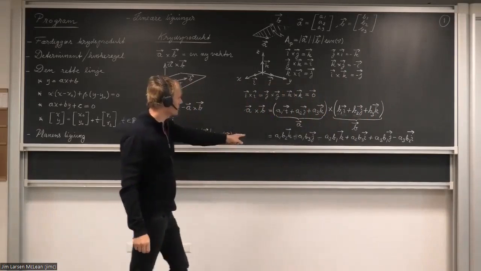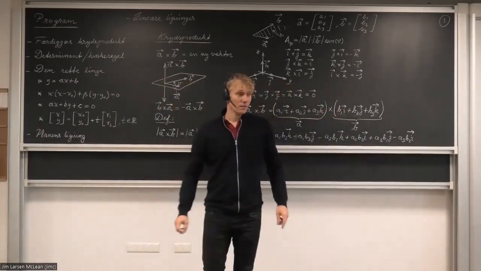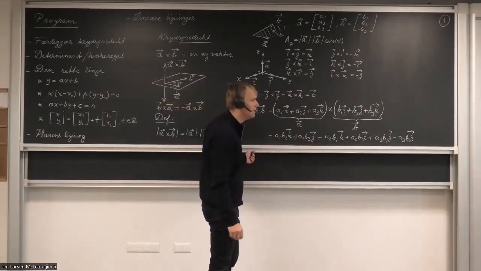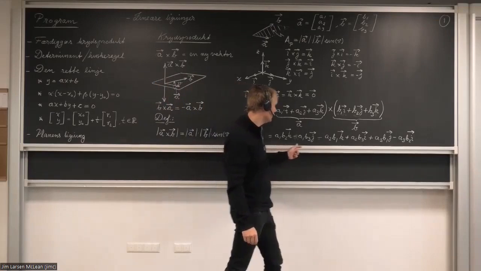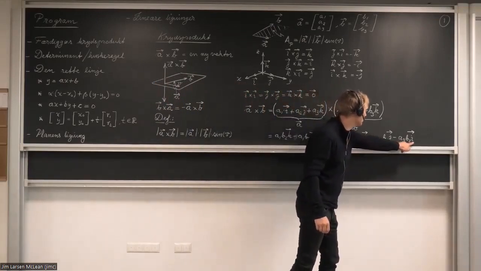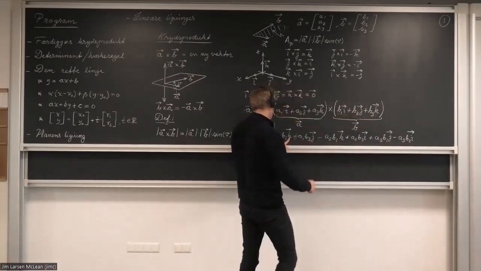So here is the result. It is the cross product vector. And then you look at it and think, can't you make it a bit nicer? Yes, you can. Because look, here's something with i, and here's something with i. And here's something with j, and here's something with j. And here's something with k, and here's something with k.